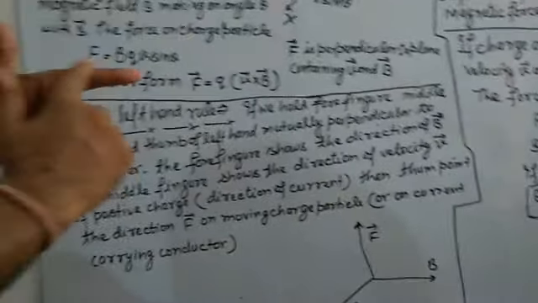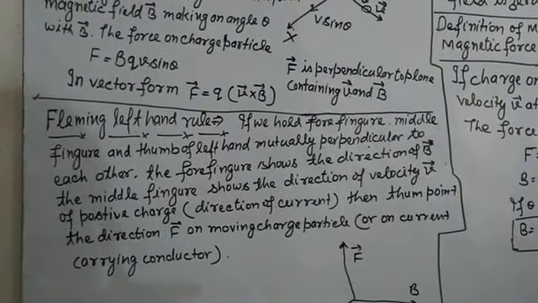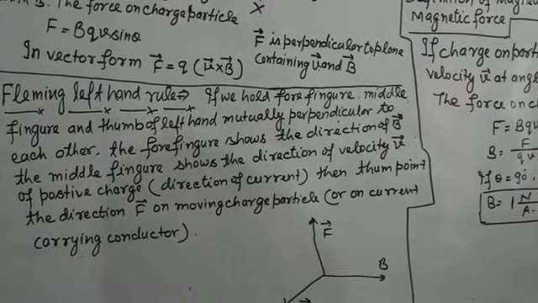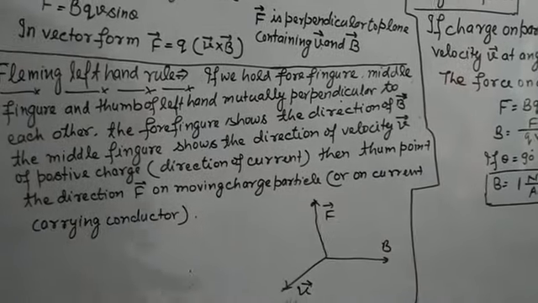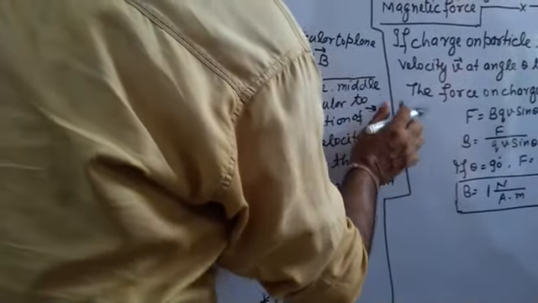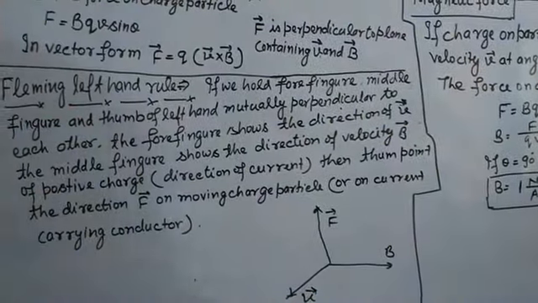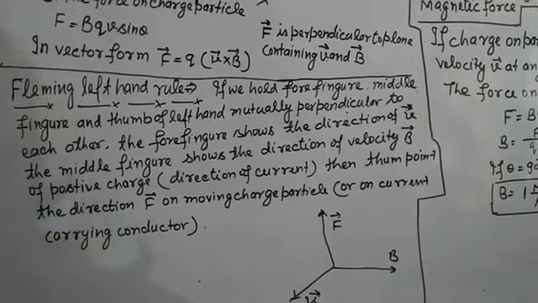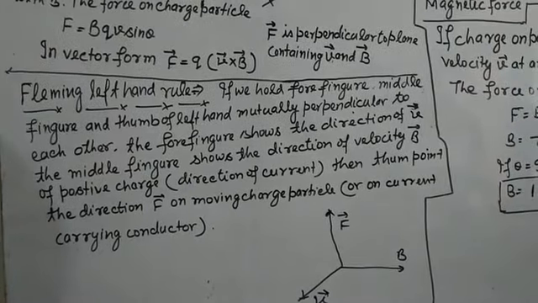the forefinger shows the direction of magnetic field vector B and the middle finger shows the direction of velocity v, then the thumb will give the direction of the magnetic force acting on the charged particle.